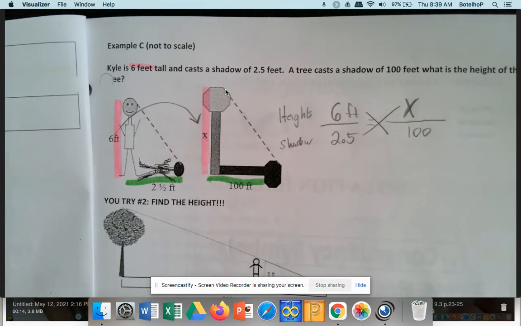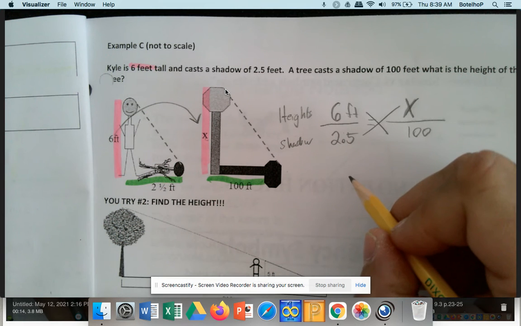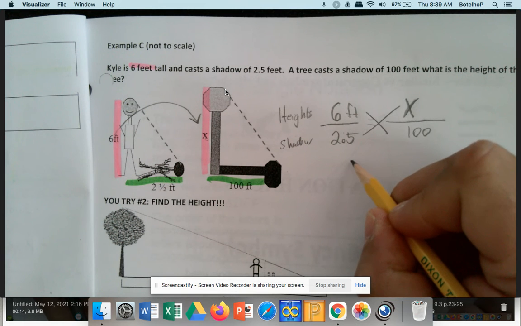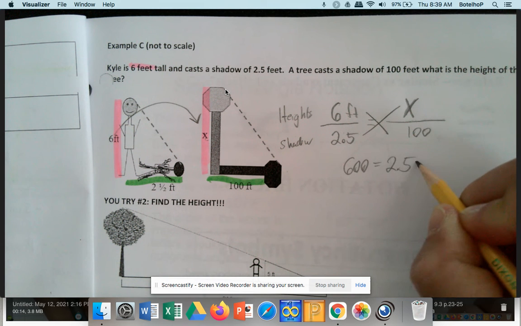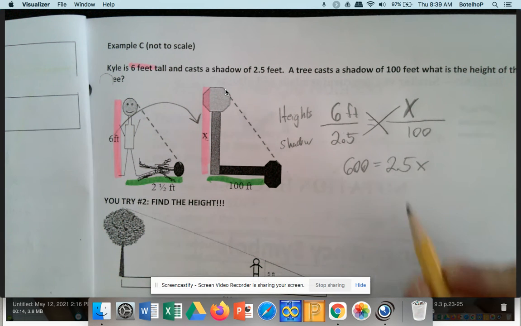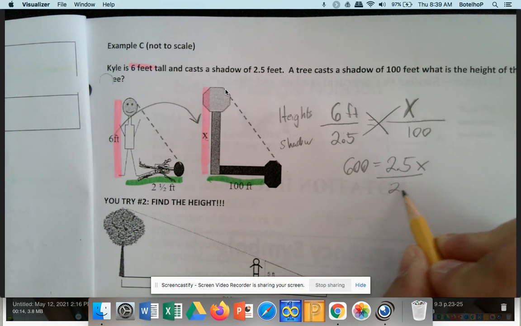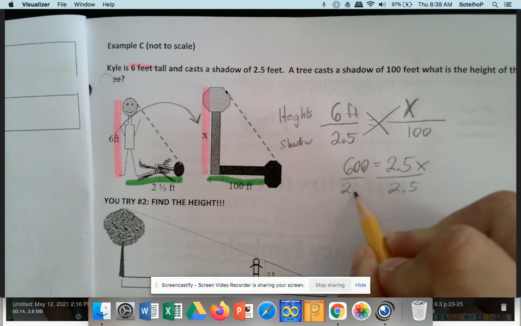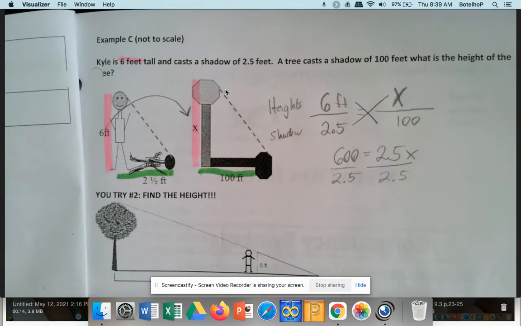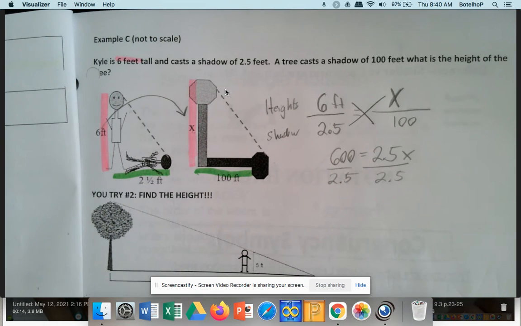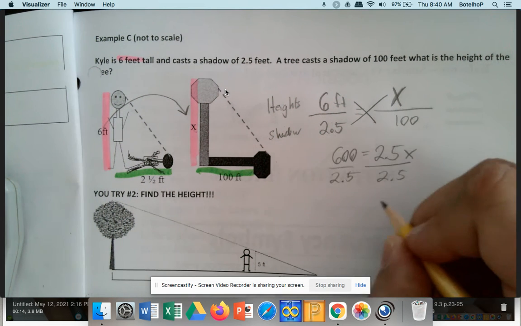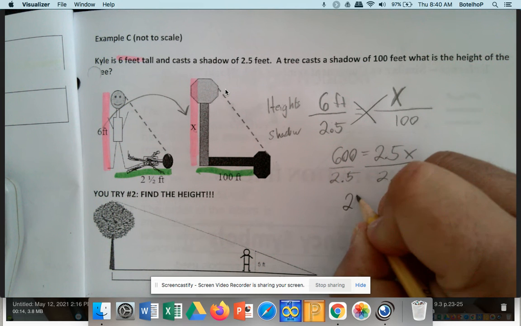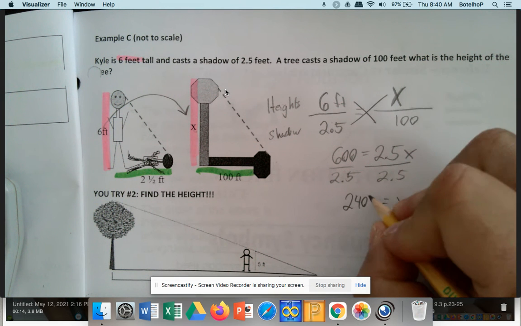So can someone tell me what I'm left with after I cross multiply? Yeah, so you're left with 600 equals 2.5x. And then what's the next step? Divide by 2.5. So I want to grab a calculator, or on your Chromebook, tell me what 600 divided by 2.5 is. Yeah, 240. 240 feet.